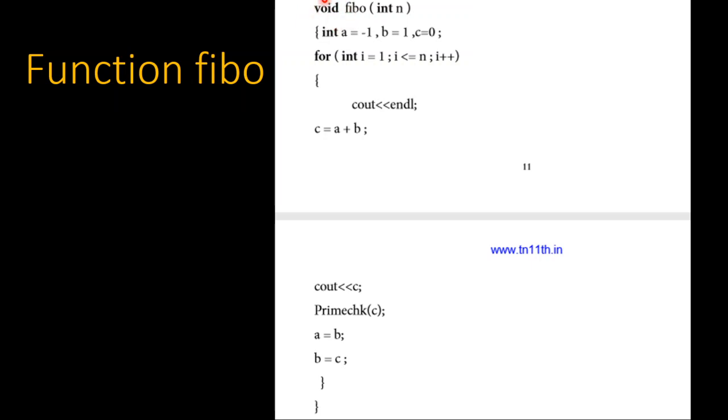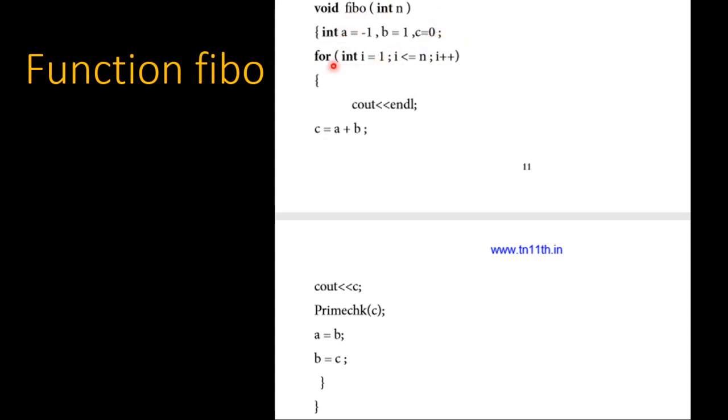Initially we assume int a is equal to -1, b is equal to 1, c is equal to 0. Why minus 1? Because we are going to start with the 0, so minus 1 plus 1 is equal to 0. Since we are going to sum up the previous two numbers to get the third number, we make the previous two numbers minus 1 and plus 1 to get the initial number 0 as the initialization point here.